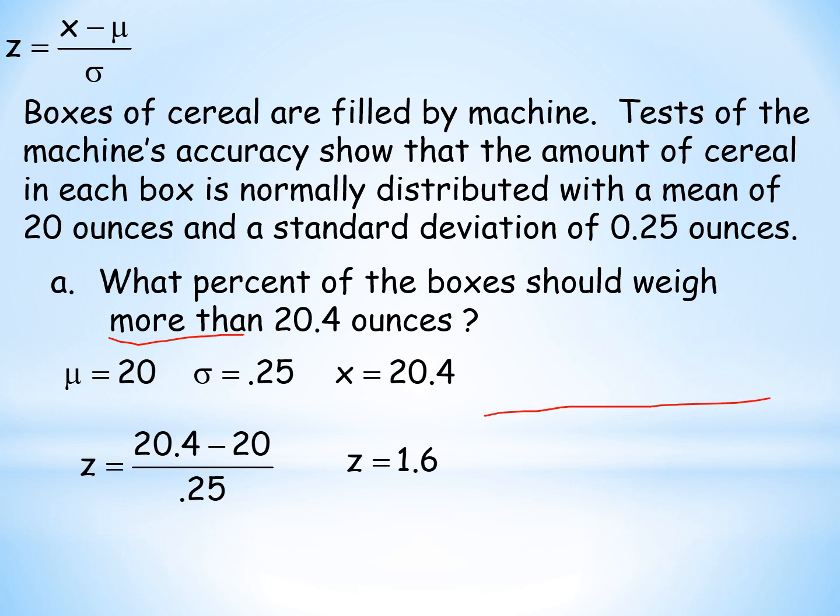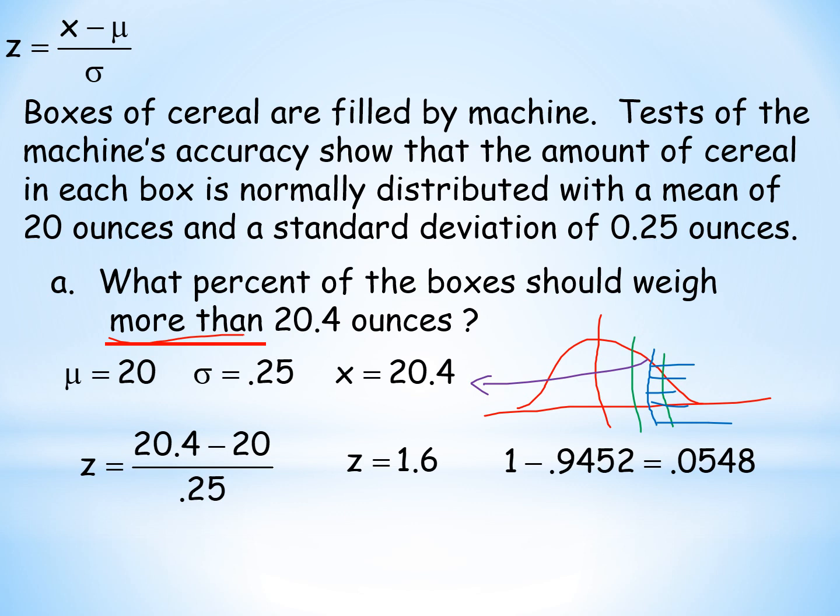Again, if you think about your chart, here would be your mean. If this is 1 standard deviation and this is 2 standard deviations, you would be at 1.6, somewhere right around there. They want to know how many are more than that, so they want this side of the curve. But if you remember, when you look this number up on your z-score table, it gives you this side of the curve, because it always gives you the less than side. So when you look this number up, you're going to have to subtract it from 1.